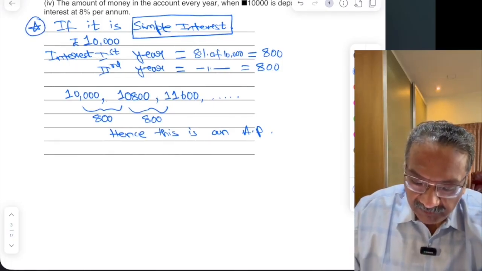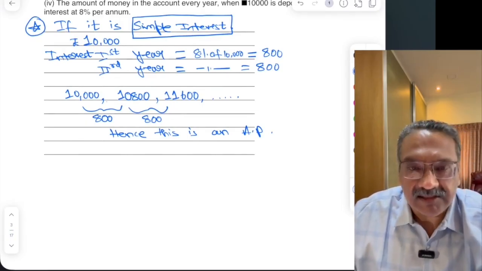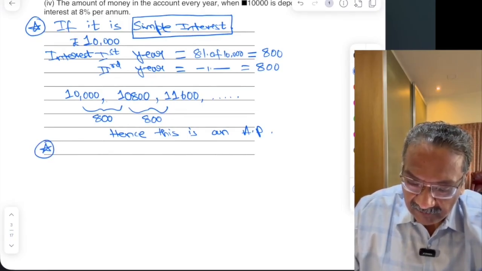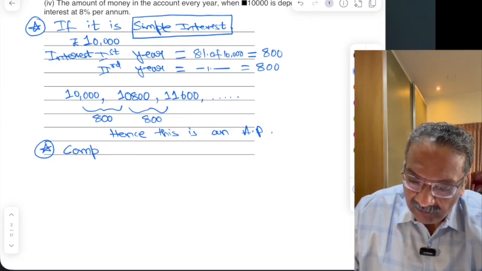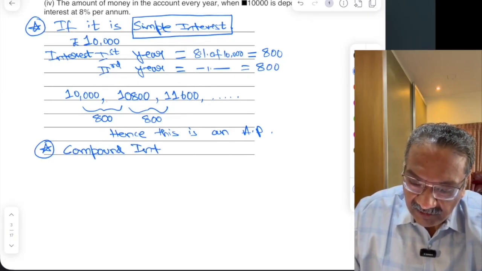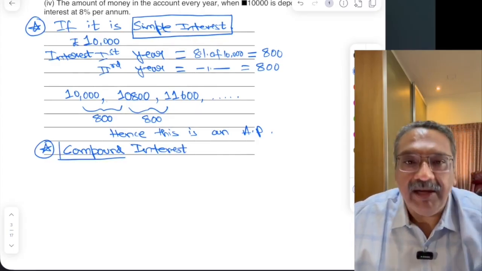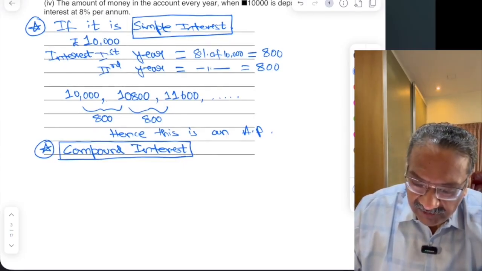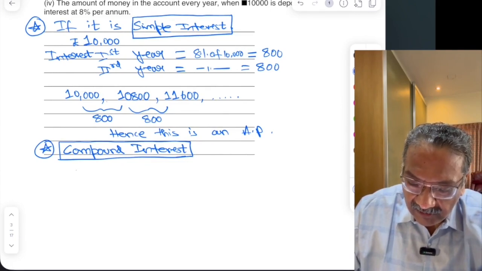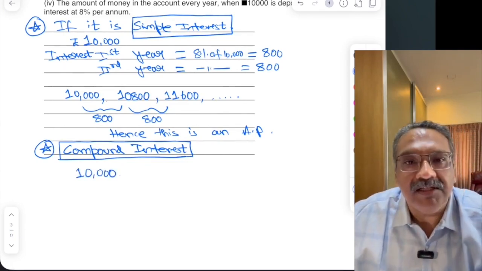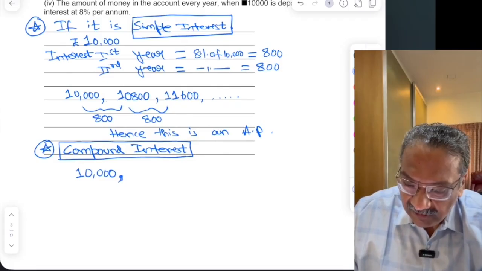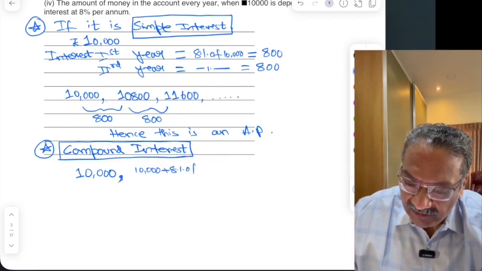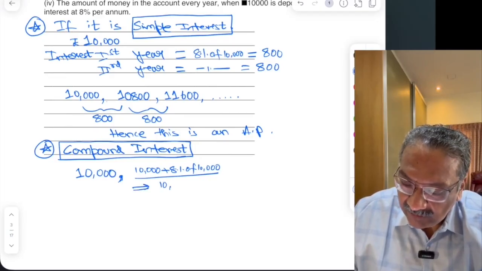Now, the actual solution is, what he says is, it is compound interest. Compound interest means interest is provided on the balance available in the account every year end. So, first year end, what is the initial deposit? It is 10,000 rupees. First year how much interest is given? 10,000 plus 8% of 10,000, which happens to be how much? 10,800. Now, second year what happens?